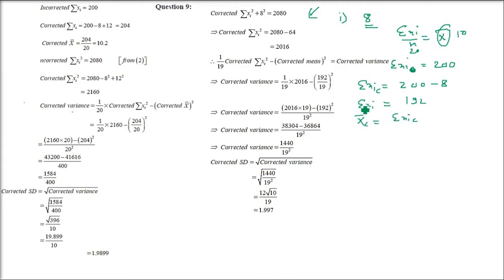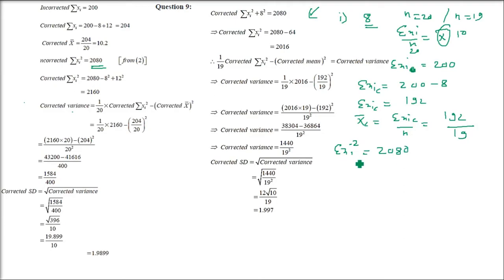So x bar corrected is what? Sigma xi corrected by n, which is 192 divided by, now n is what? You have removed an observation. n was 20, now you removed 1, so you have 19 now. n is now 19. So for sigma xi whole square, if you remember, we have already computed it. It was 2080.